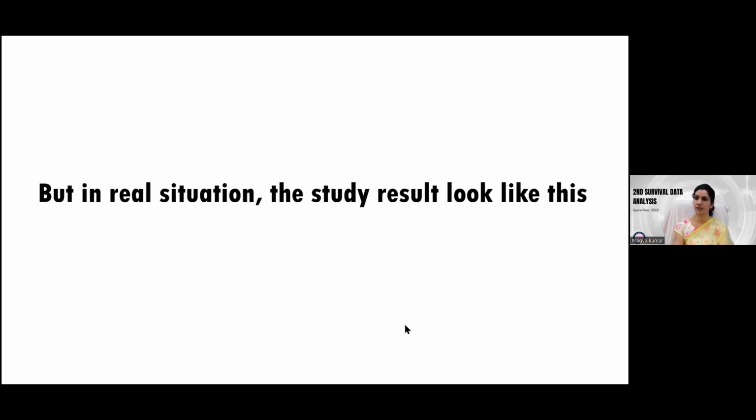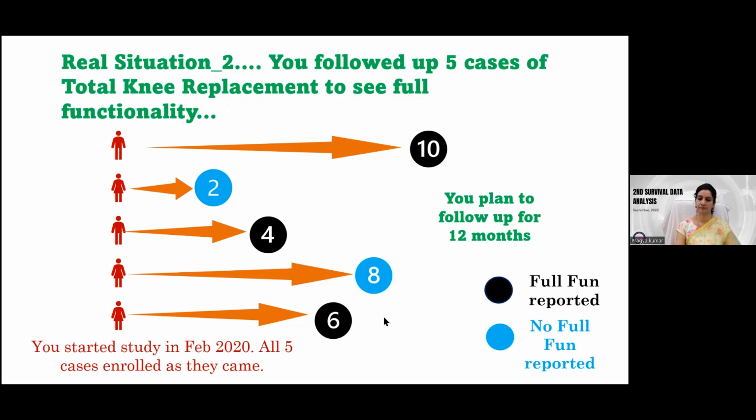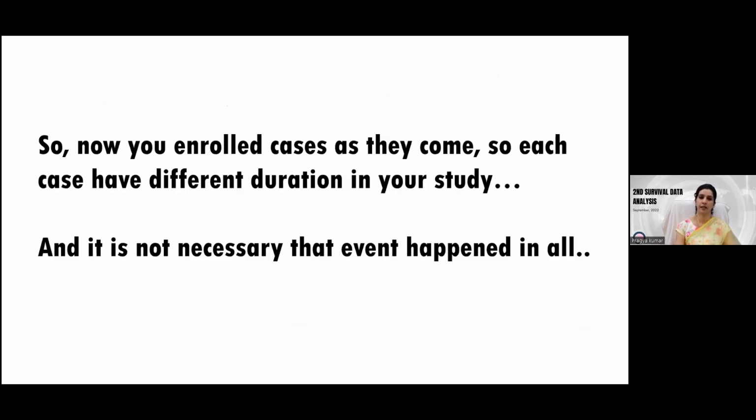Similarly, in a real situation, the studies look like this: in one individual the event happened at the 10th month, in the second at the 2nd month, in the third at the 4th month. The blue ones are where the event has not happened, so the 2nd and the 8th. In this case, they are the censored individuals, and the 10, 4, and 6 are the 3 cases where the event has happened. So if you have to calculate the mean, what will you do? Will you do 10 plus 4 plus 6 divided by 3, or divided by 5, or will you take all the times?